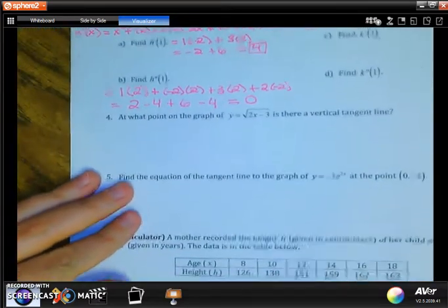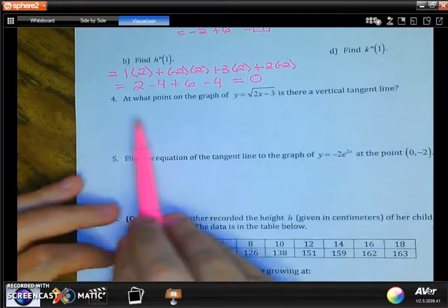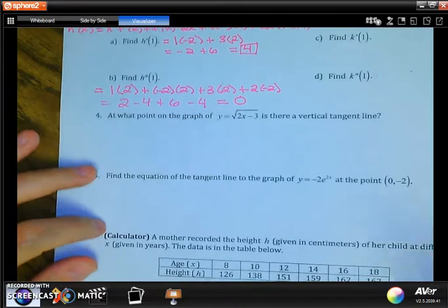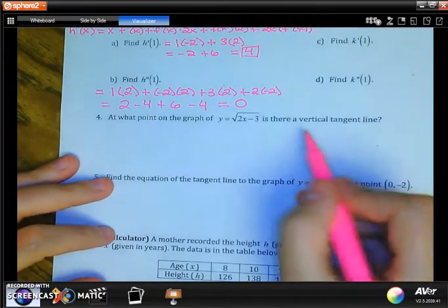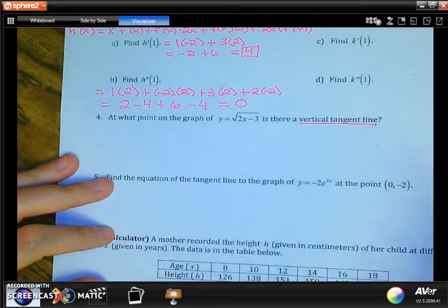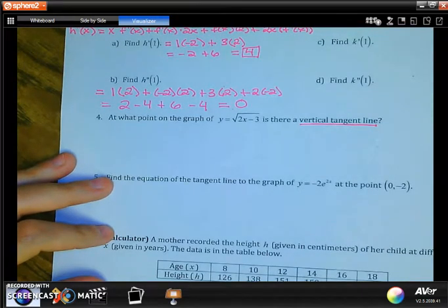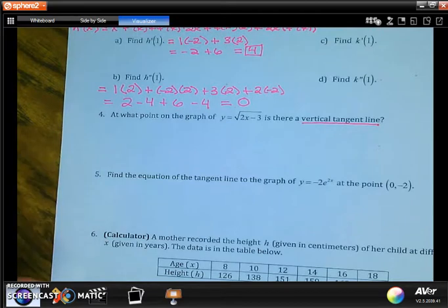Okay. All right. At what point on the graph of y equals square root of 2x minus 3 is there a vertical tangent line? So, vertical tangent lines. You should kind of be thinking to yourself that there is a vertical tangent line, okay? You should be thinking the denominator is 0, right? So slope of the tangent line, you're thinking slope. Slope in calculus means derivative.